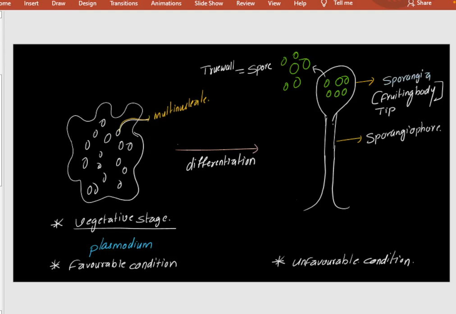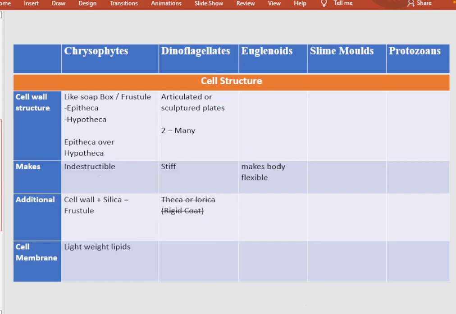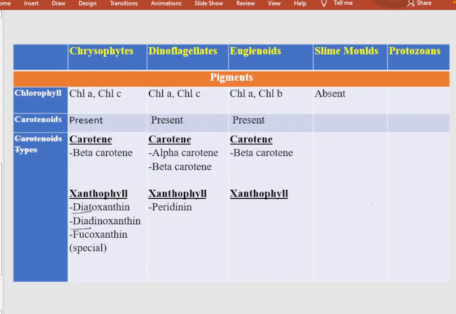Cleared any information? Any doubts in this? No. So vegetative cell, plasmodium, favorable condition. Unfavorable condition came, the plasmodium is differentiated into sporangia, fruiting body at the tip. In this tip, endospores are produced. This is about spores of the Protista. Unfavorable condition only spores. I am concluding the class here. Thank you.